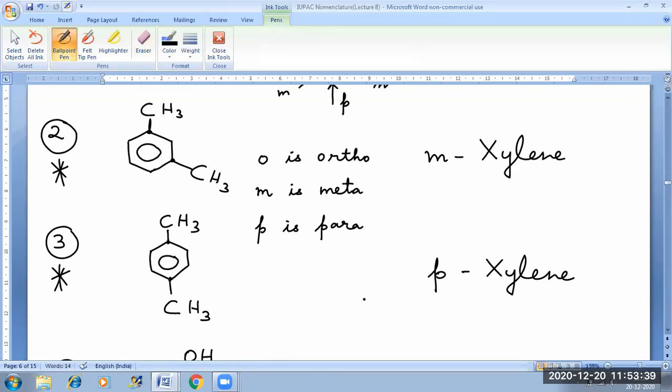So o, m, and p stand for ortho, meta, and para respectively. These are used in common names, but not in IUPAC names. You are not supposed to use ortho, meta, para for IUPAC names. You will use ortho, meta, para only and only for common names.